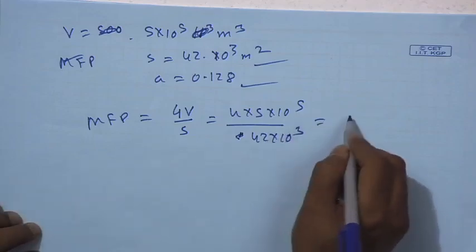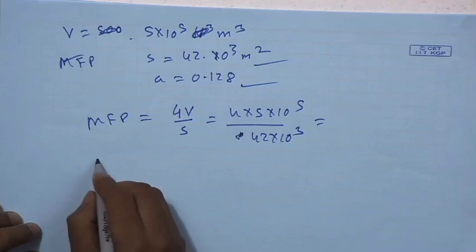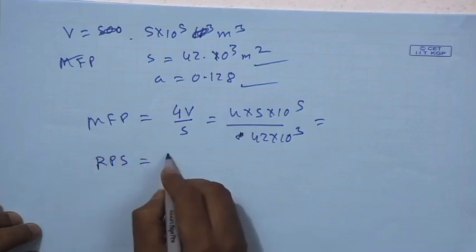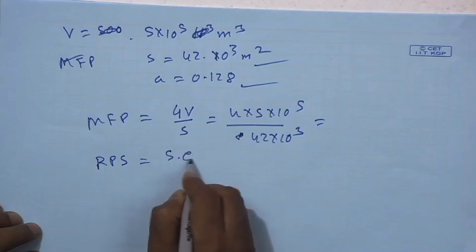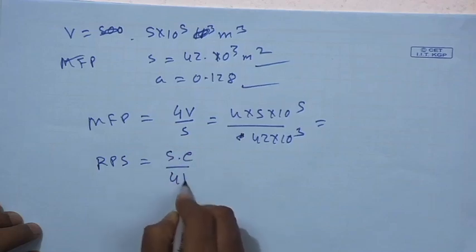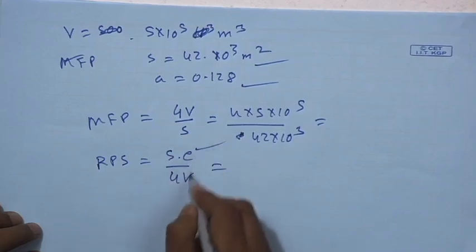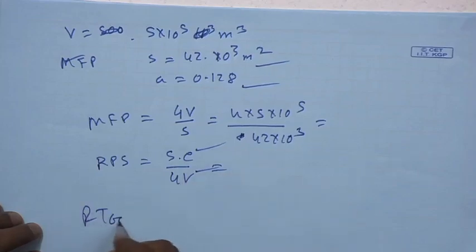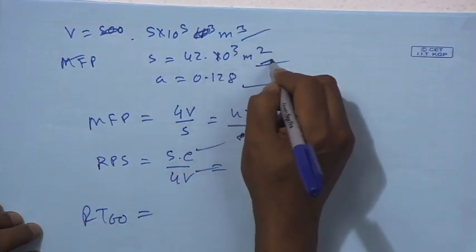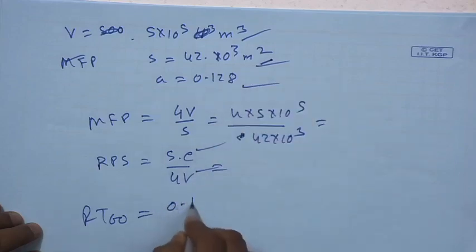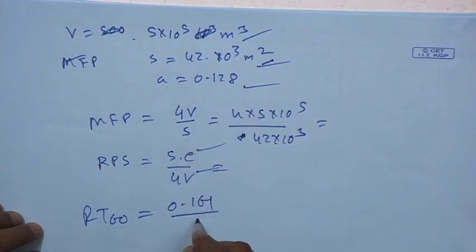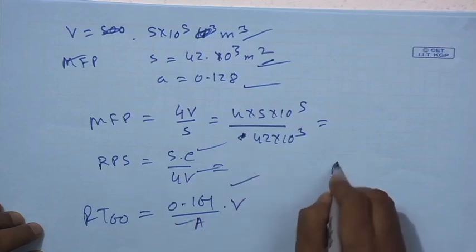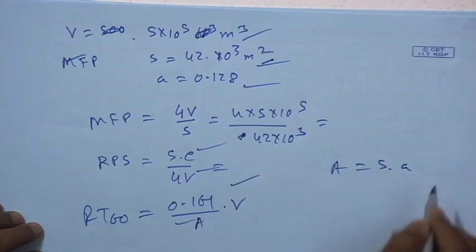So, I can calculate the number of reflections. Then what is RPS, reflections per second? It is nothing but c, the sound velocity, divided by 4V over S. What is S, I know; c, I know; V, I know, so I can calculate. RT60 is nothing but, since I changed it to meters, 0.161 V divided by A. I know V, I know A. What is A? A is nothing but S into a.